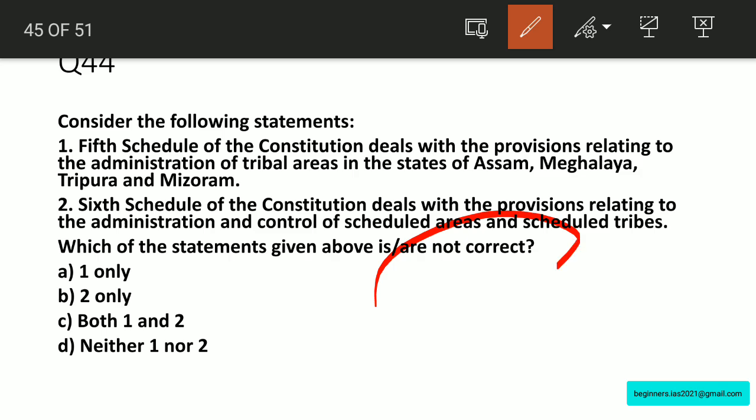Here we have to identify the not correct statement. See, both are not correct. Therefore the answer would be 1 and 2. That is both 1 and 2.